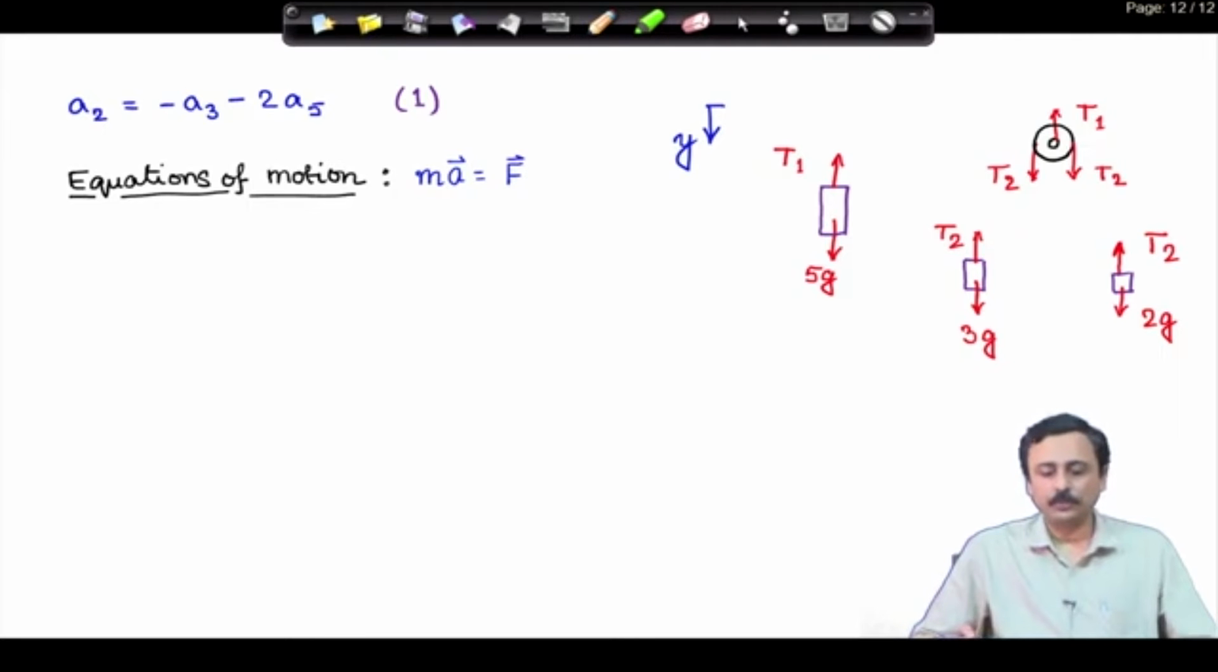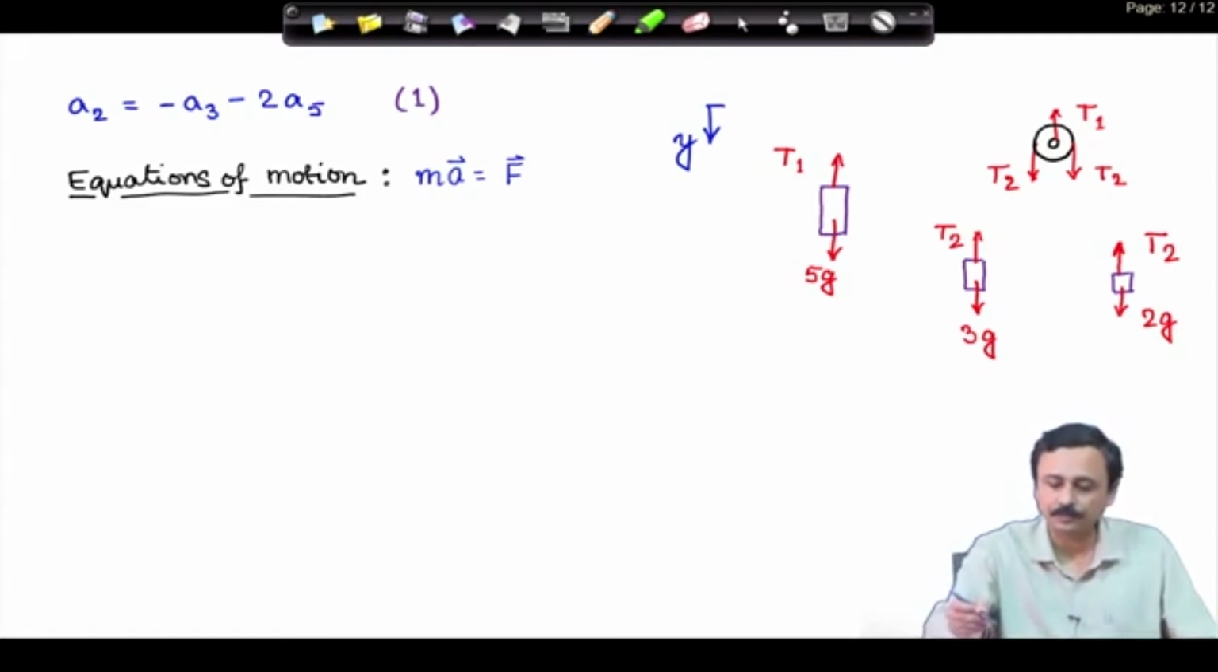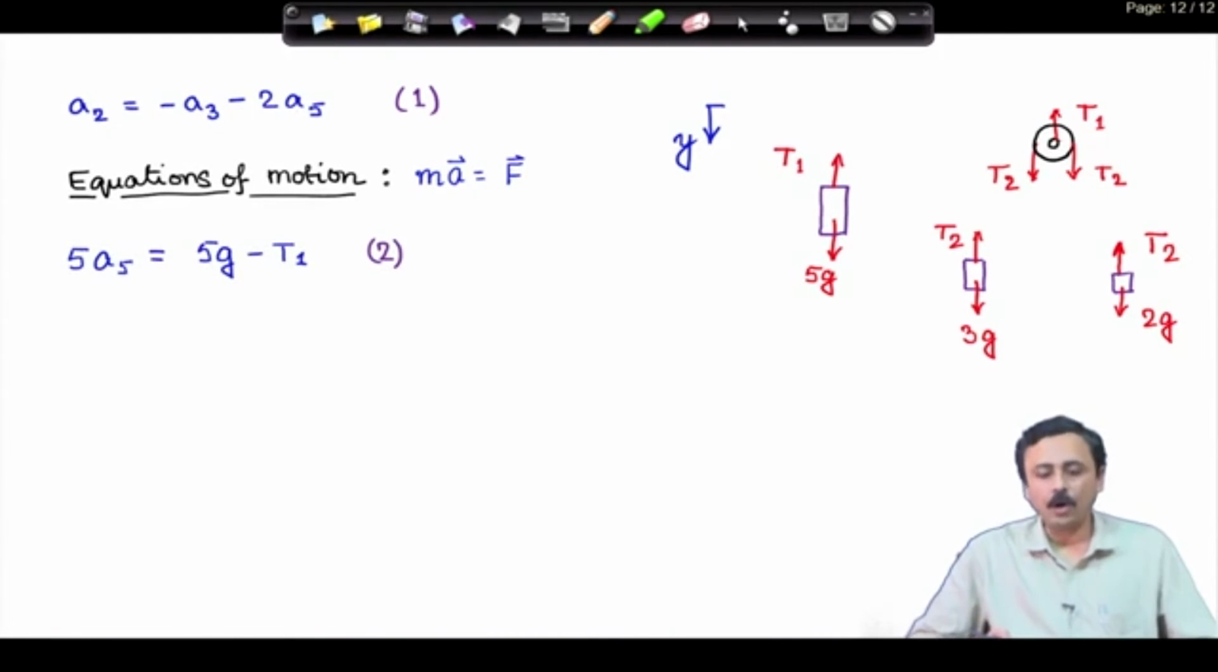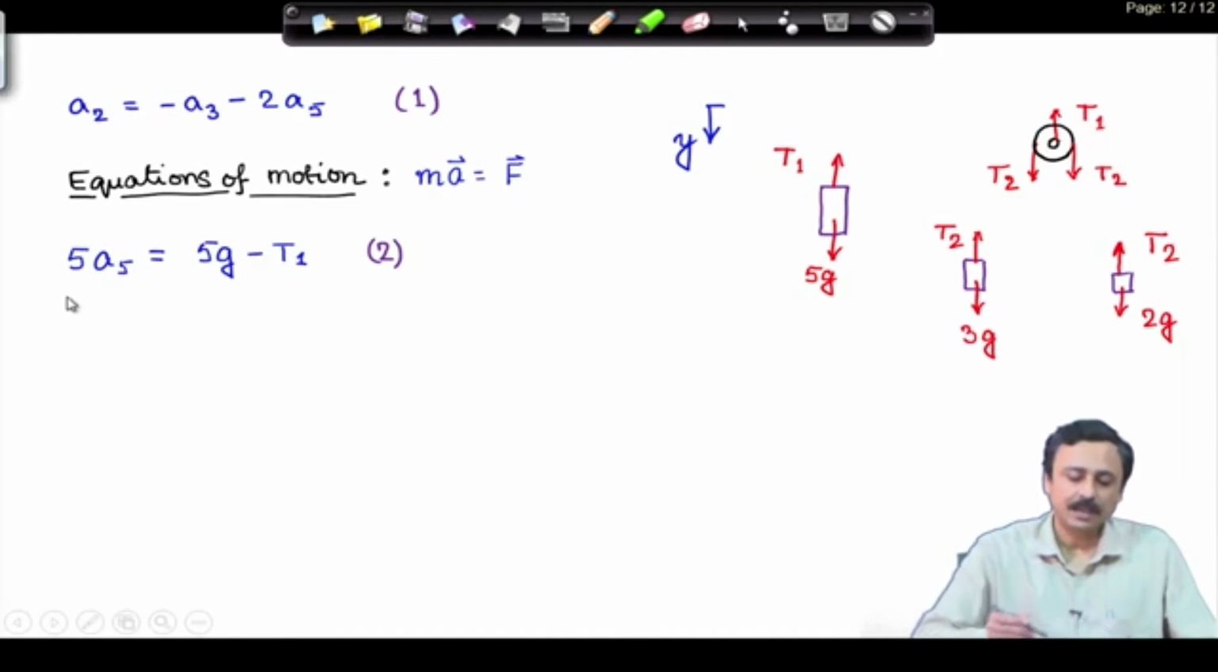Then we move on to applying Newton's second law, the equation of motion. Mass times acceleration is equal to the net force on individual particles that we have now separated. We will apply Newton's second law to the individual mass points and see how we can solve the problem. For the 5 kg mass point, 5 times a5, mass times acceleration, is equal to the net force on the 5 kg mass.